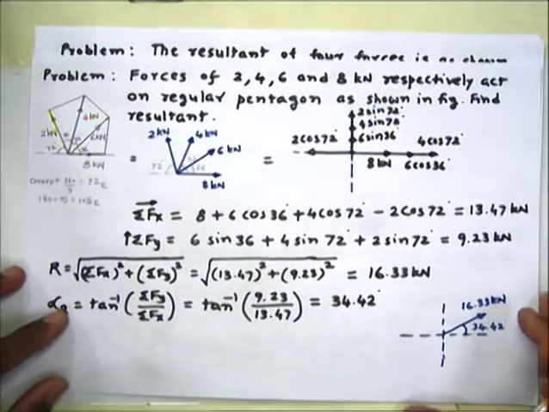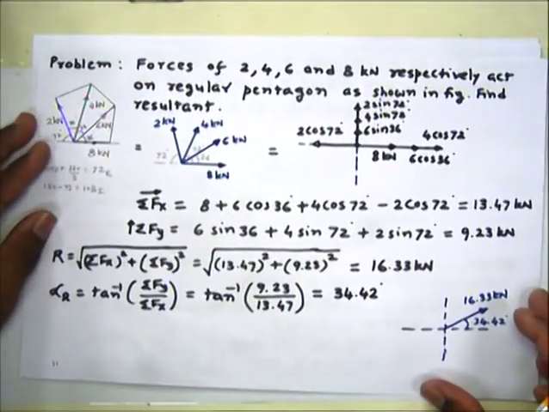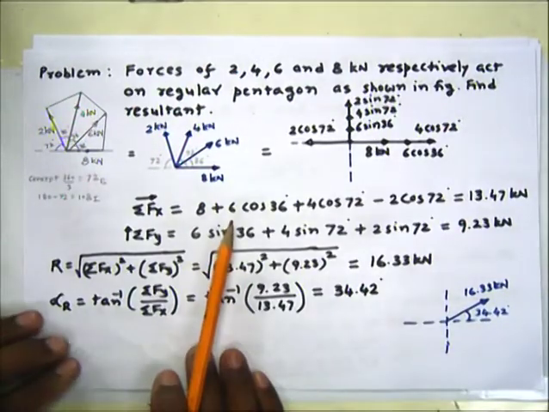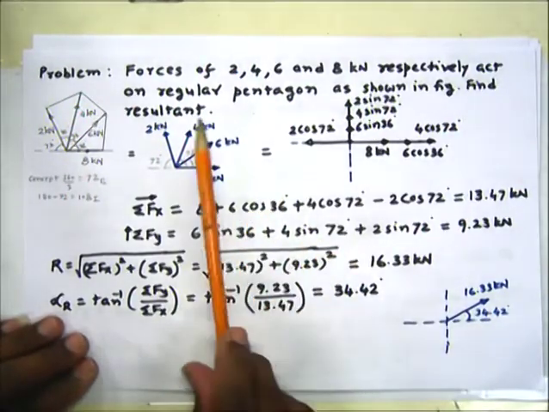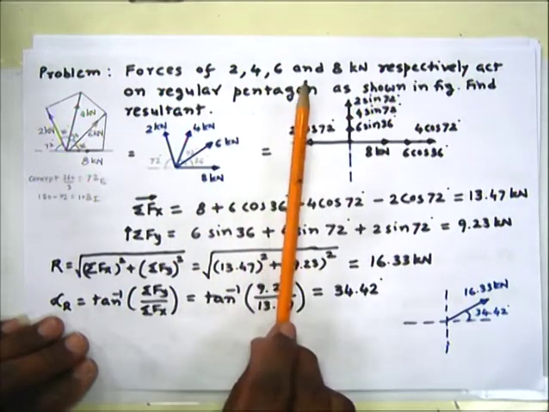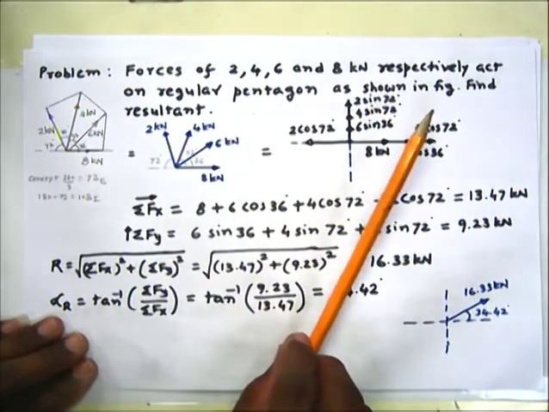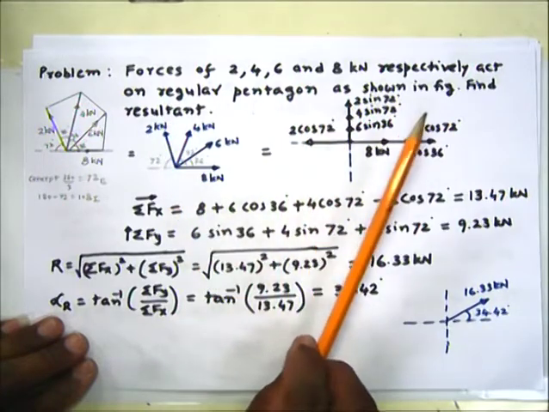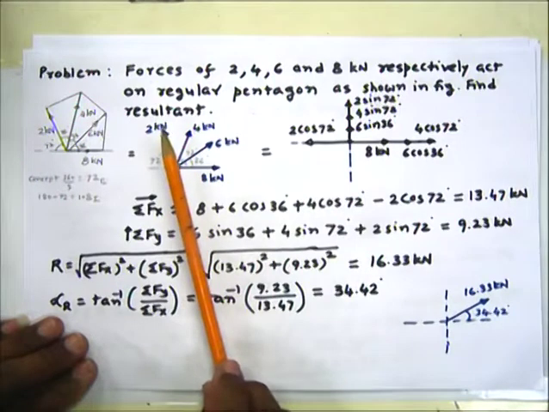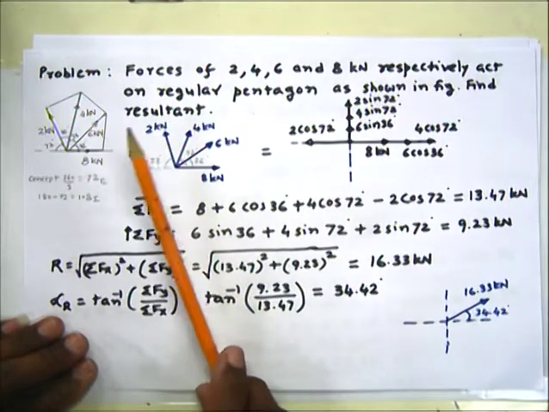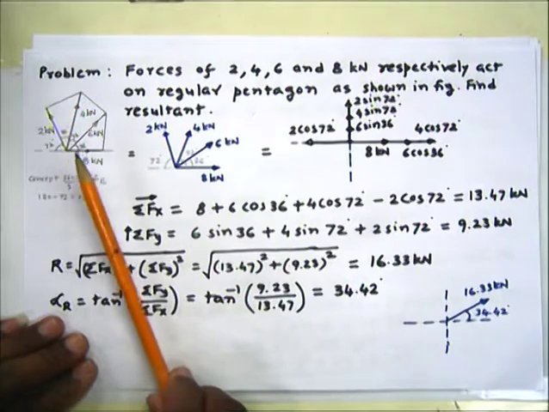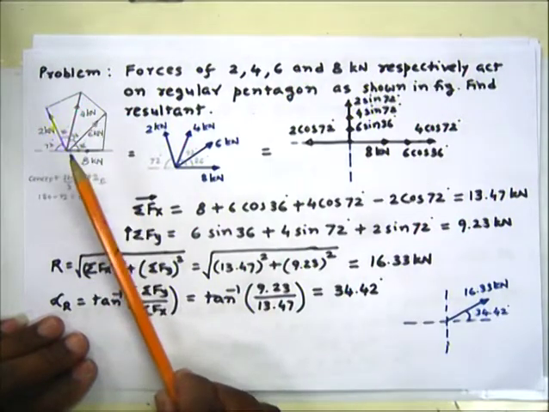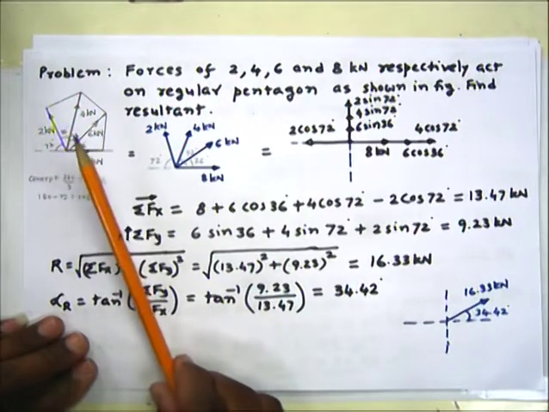Then the next problem. Suppose you are given forces of 2, 4, 6 and 8 kilonewton respectively acting on a regular pentagon as shown in the figure, and you are asked to find the resultant. Then you are given a figure like this, which is a pentagon, and forces are acting like this. So this is given in the figure.